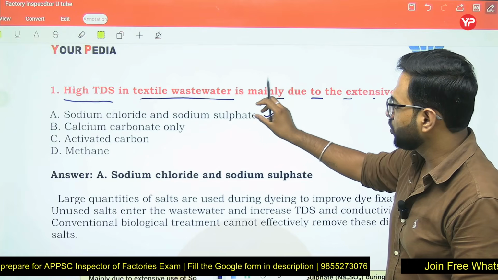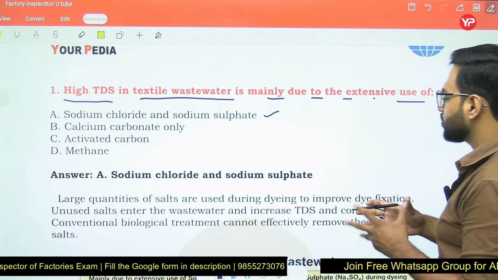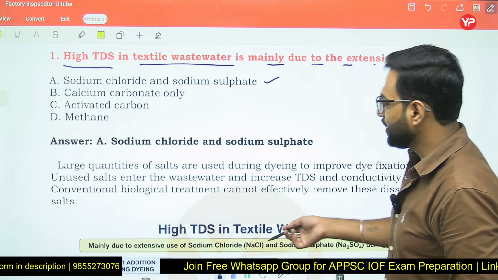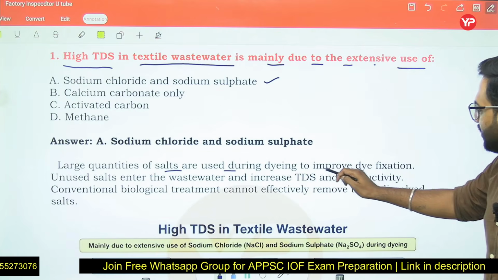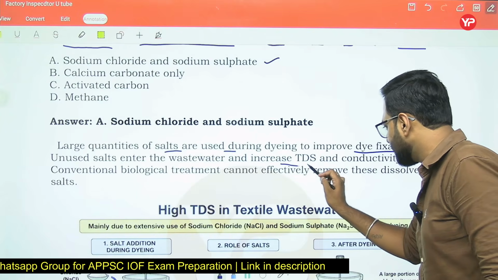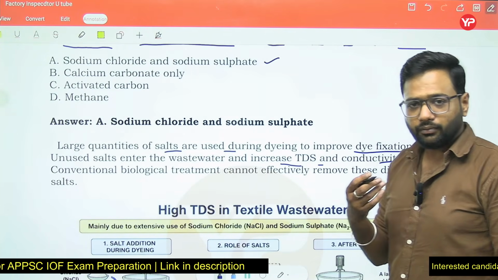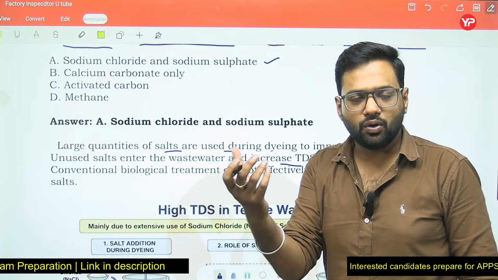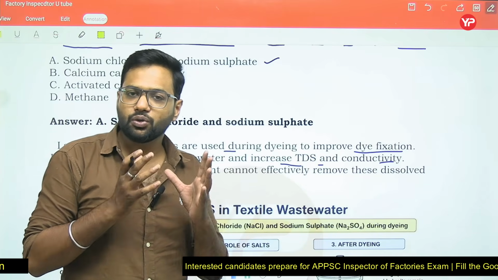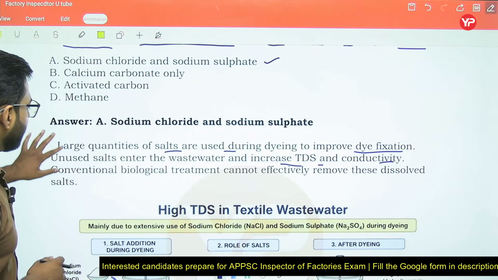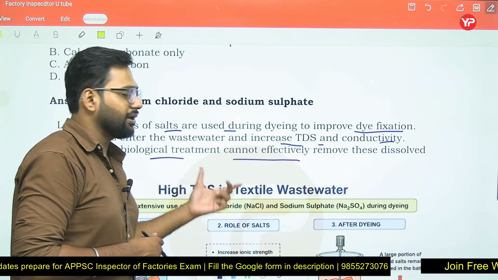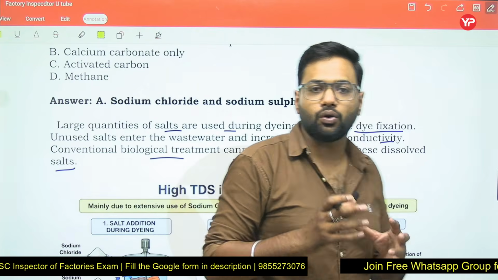Large quantities of these salts, sodium chloride and sodium sulfate, are generally used during dyeing to improve dye fixation, and the unused salts enter the wastewater and increase the TDS and conductivity. If TDS increases, conductivity also increases. Electrical conductivity, or the specific conductance of the water, is mainly due to the presence of these ions. Conventional biological treatment cannot effectively remove these dissolved salts, because biological treatment is used for the removal of dissolved organic particles.